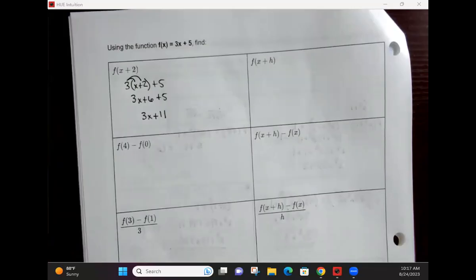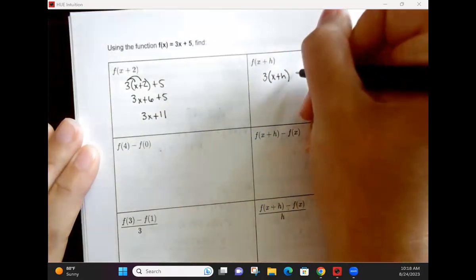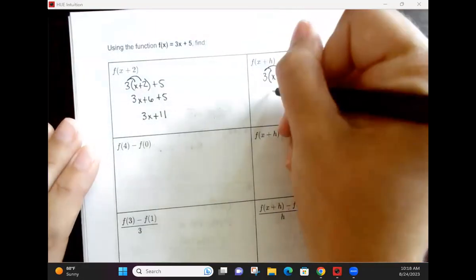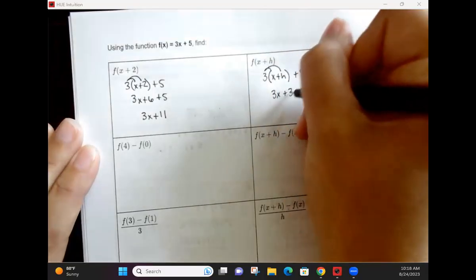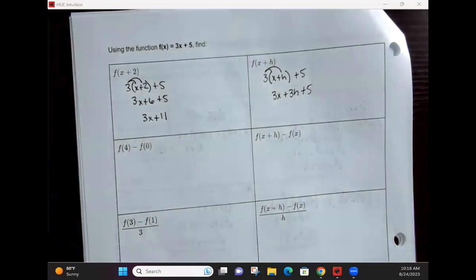Could have given you this problem on the last page. Same idea. Slightly different idea. What if it's x plus h instead of x plus 2? Does that change how I approach the problem? No, same idea. So this would be 3 times x plus h plus 5. Distribute, just like before, 3x plus 3h plus 5. The only difference here is I don't have any like terms to combine.